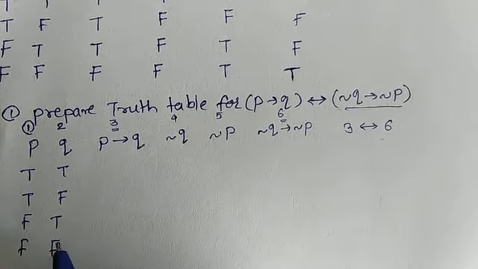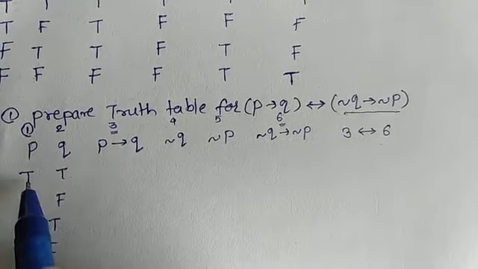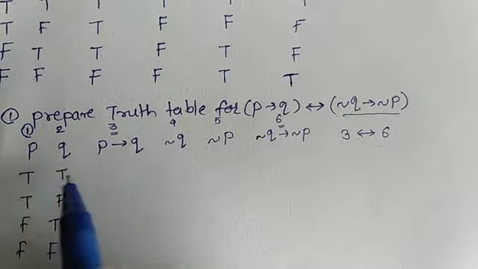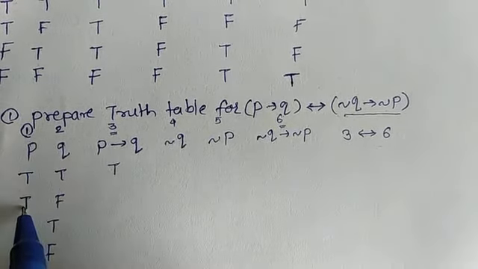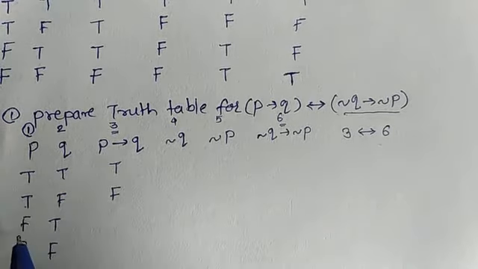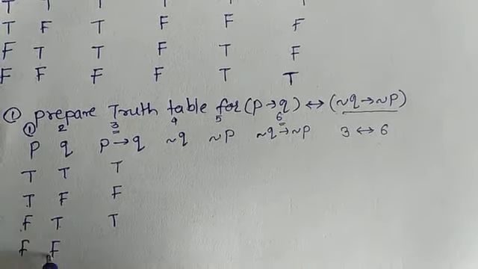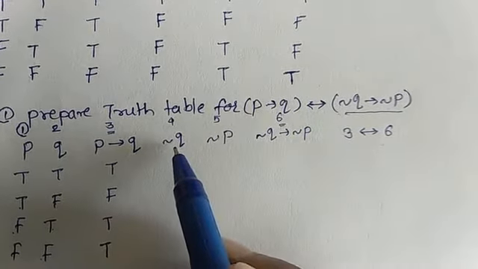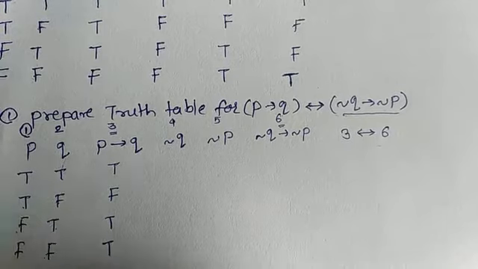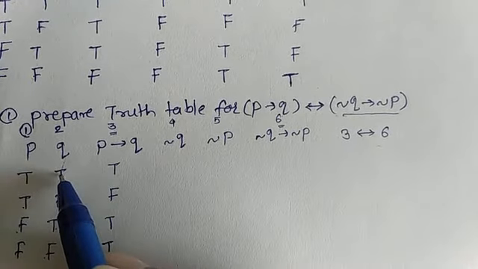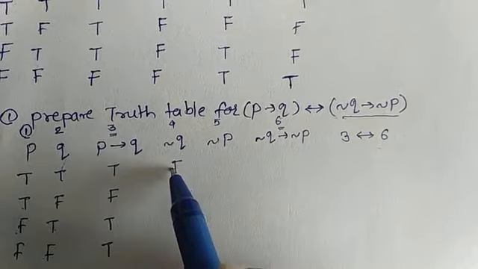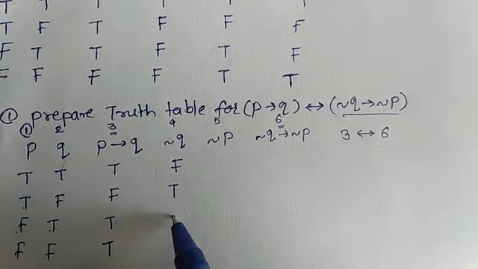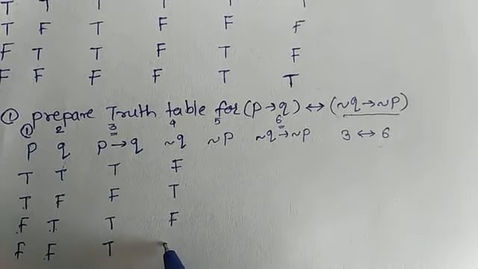Alternate true, false. Now P implies Q, you know, is false only when true implies false. So for both true it is true, true implies false it is false, false implies true it is true, and for both false it is again true. Now negation Q: you have to take the negation of the Q column. So the Q column first is true, so you write false. Here it is false, its negation is true, true's negation is false, and false's negation is true.